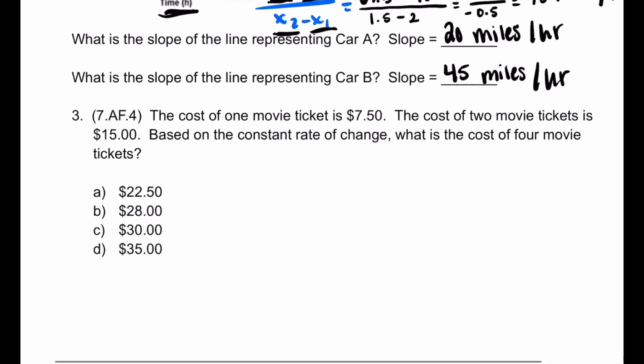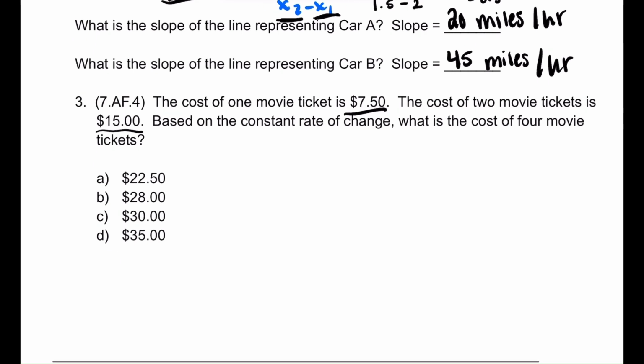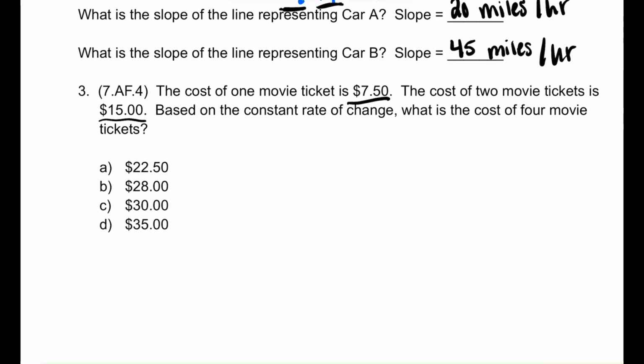Okay, moving on to number 3. So it says the cost of one movie ticket is $7.50. The cost of 2 movie tickets is $15. Based on the constant rate of change, what is the cost of 4 movie tickets? Okay. Now, here, there are different ways you can solve this. We're given ratios here, so we can just divide them to figure out what one ticket costs us, because we want 4 of those.